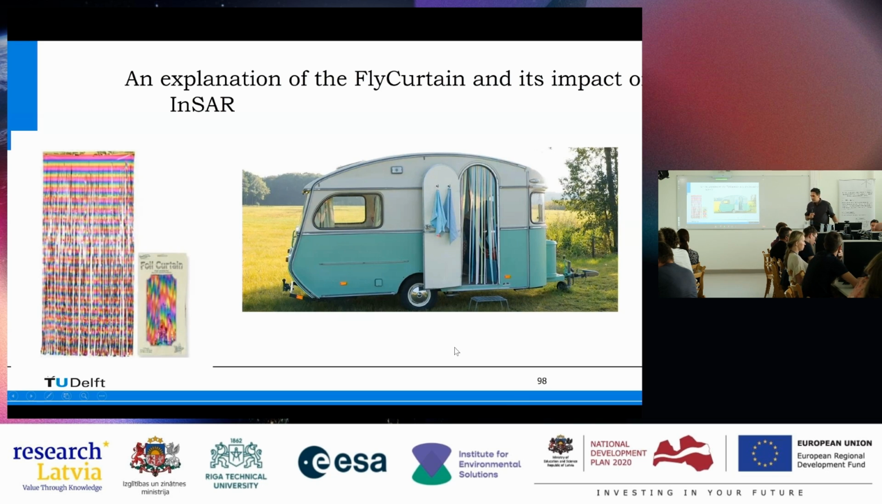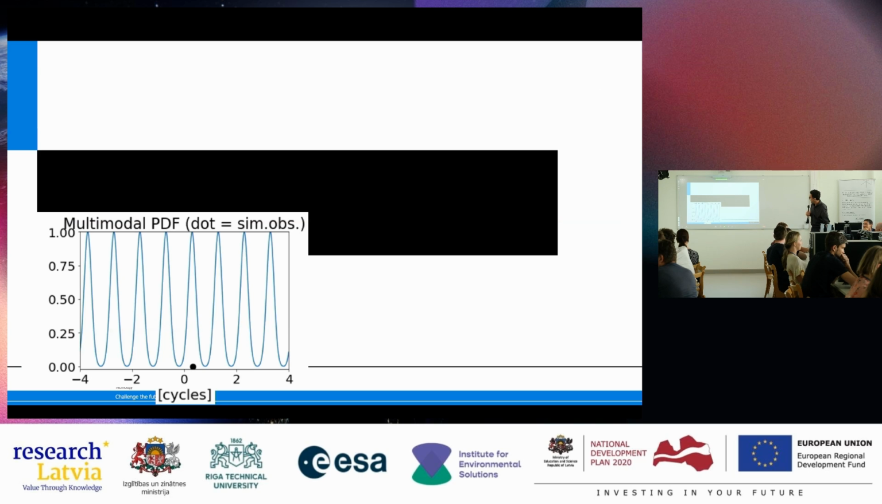Okay, so for those of you who are interested, here's another little story, and this is about the FlyCurtain. If you have a caravan, you have these strips hanging in front of the door to keep the flies out, right? And usually they have a very nice colored pattern. I call this the FlyCurtain because it's very useful in our analysis of data. Okay, this is quite a mathematical thing. So basically, if we have a phase observation, we have what we call a multimodal probability density function. That is what you see over here.